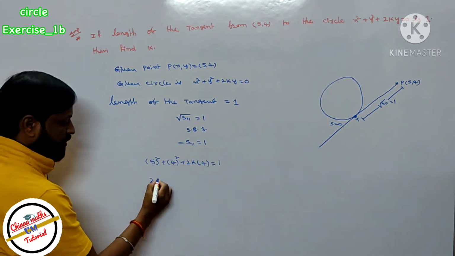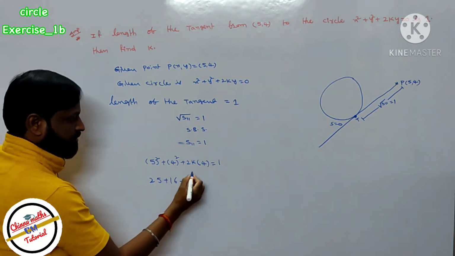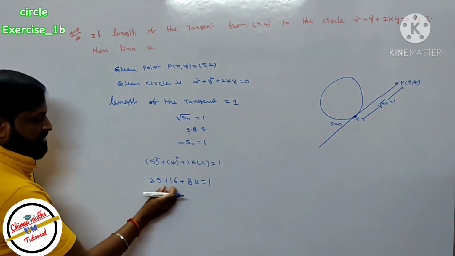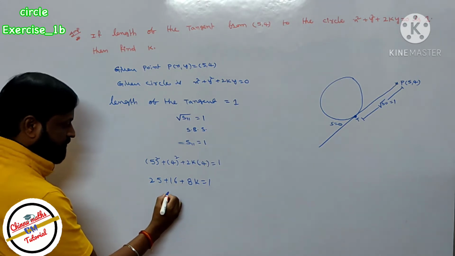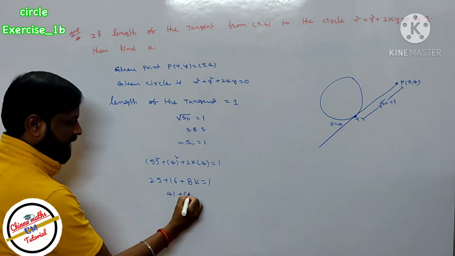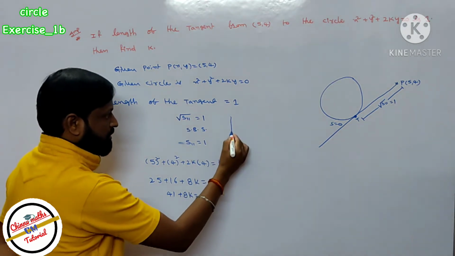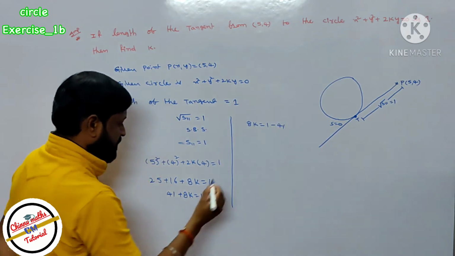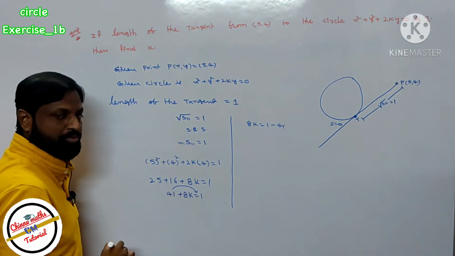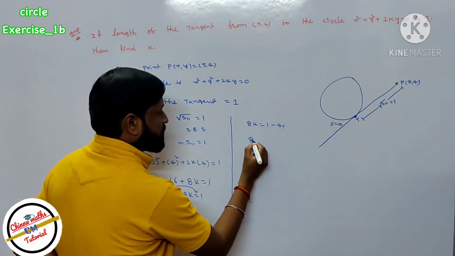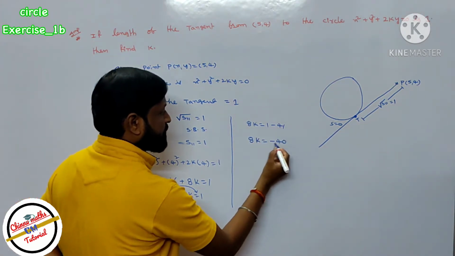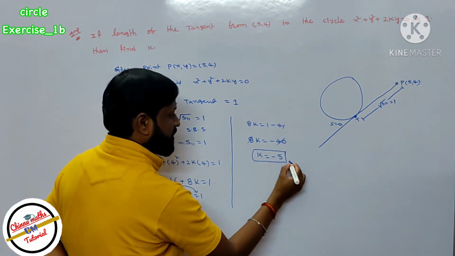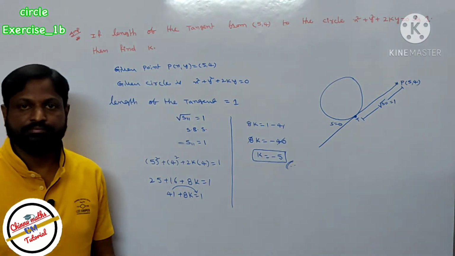Then calculate 25 plus 16, 4 into 8 into k equal to 1. 25 plus 16 equal to 41. 41 plus 8k equal to 1. So then 8k equal to 1 minus 41. Plus 41 can be written as, here the sign should be changed. So 8k equal to minus 40. 8 5s are 40, then k equal to minus 5. So then what is the k value equal to? Minus 5.